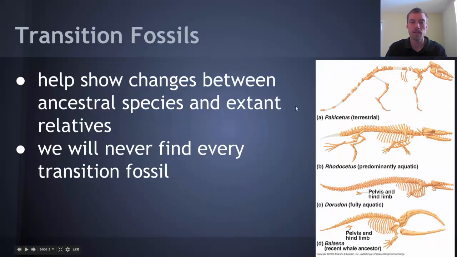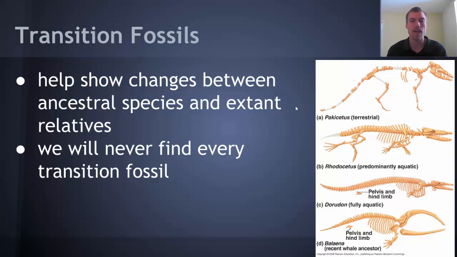Now, one of the more compelling pieces of evidence that we see with the fossil record is what are called transition fossils. And transition fossils help us to see the changes between ancestral species and extant relatives. So basically what we're looking at is species that are the common ancestors for several different species, and then we've got fossils along the way that show us the differences between them and how the process occurred, some of the changes along the way, whether or not those are physiological.